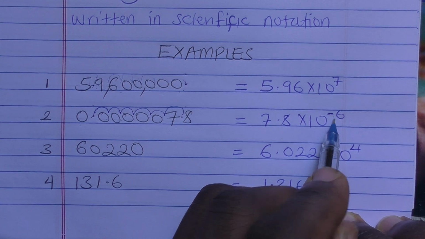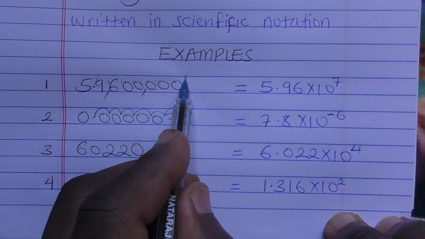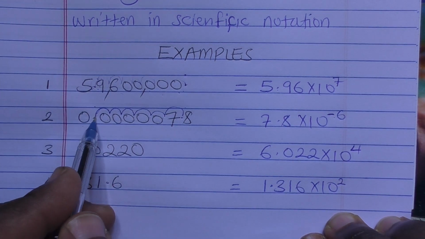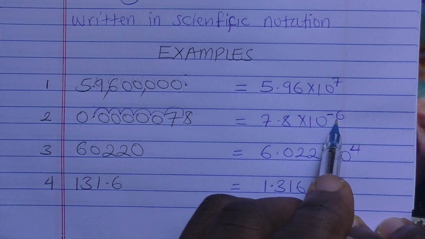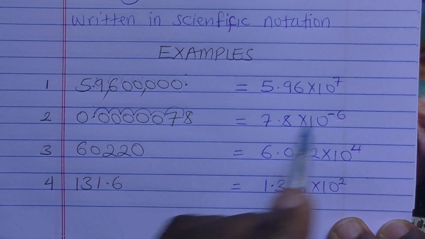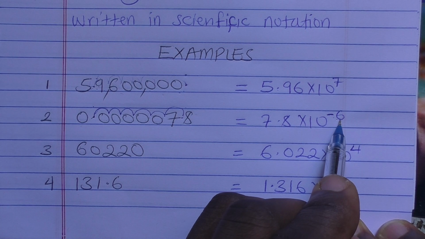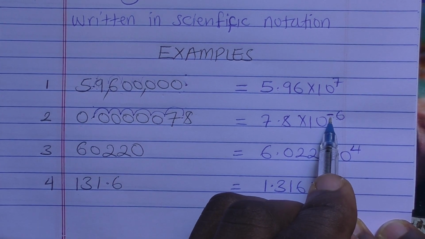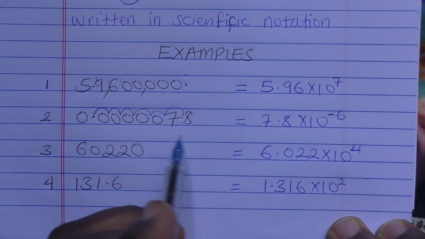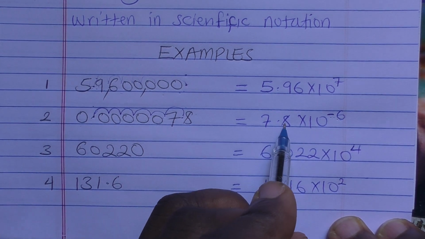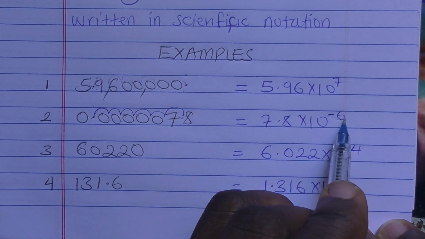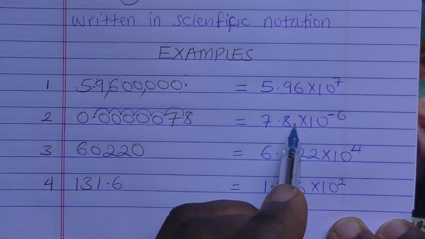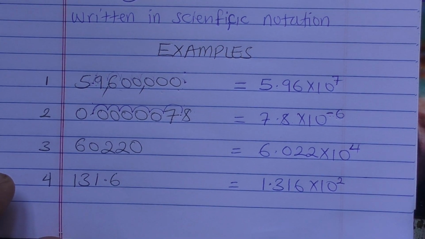In the first example, we were moving from right to left, the power is positive. We are moving from left to right, the power is negative. The number of steps indicates the power. The direction of the movement shows the sign on the power. So that gives us 7.8 times 10 power negative 6. So this is how we shall write this figure in scientific notation.